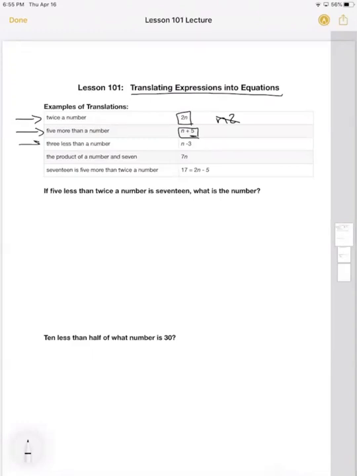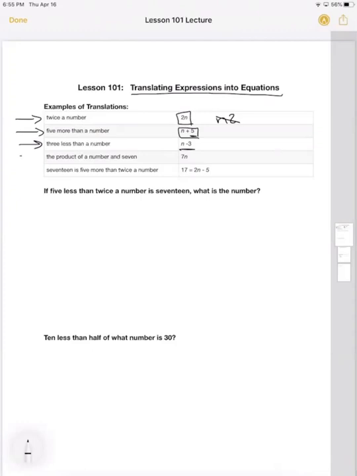Now let's look at the next one. 3 less than a number. So we just put the 3 less than on pause and first write n and then subtract 3. 3 less than n is n minus 3. We take a number and we're subtracting 3 from it.